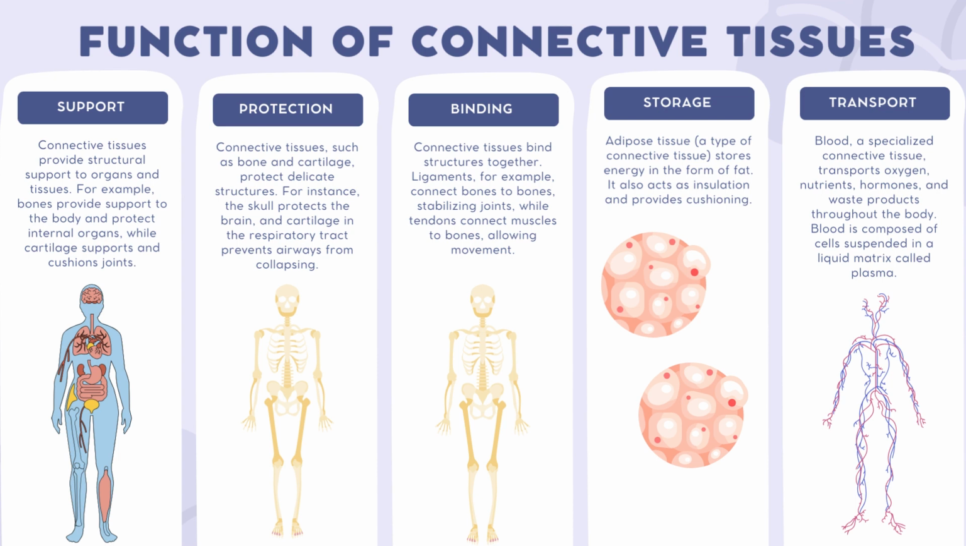And of course, our bones play a key role in protecting major organs of the body, which leads to protection. Connective tissue plays a role in protection. Connective tissues such as bone and cartilage protect delicate structures. For instance, the skull protects the brain, and the cartilage in the respiratory tract prevents the airway from collapsing.